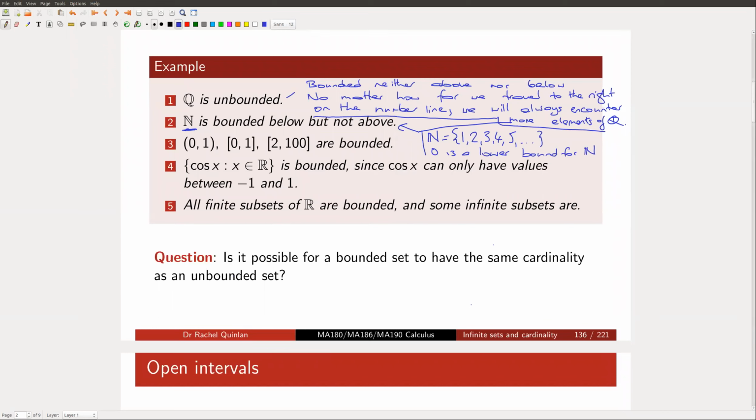So the set of natural numbers is bounded below because if you travel to the left in the number line, you do reach a stage where you don't meet any more natural numbers. But if you travel to the right, you don't. So it's not bounded above.